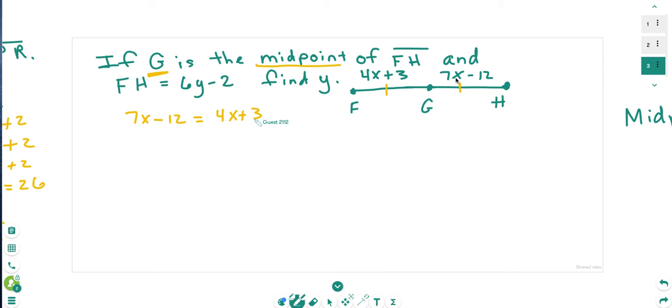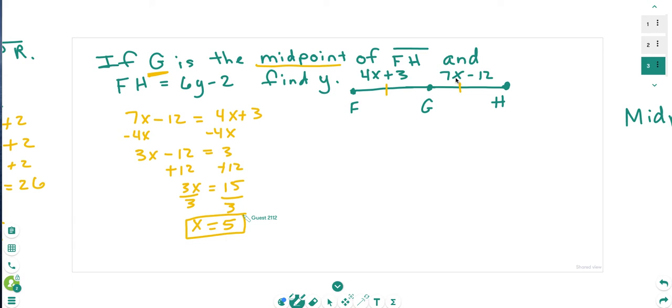Are all the variables on the left? They're not. So I'm going to zero pair the 4x, and I'm going to get 3x minus 12 is equal to 3. Zero pair out the negative 12. 3x is equal to 15. Divide by 3, divide by 3, x is equal to 5.